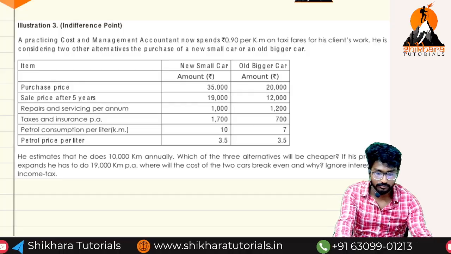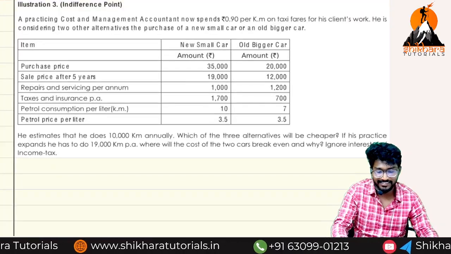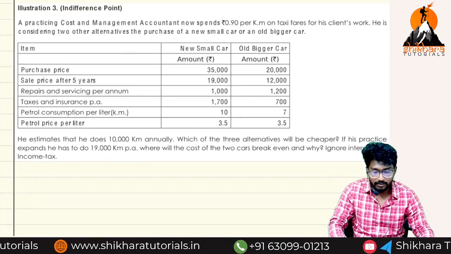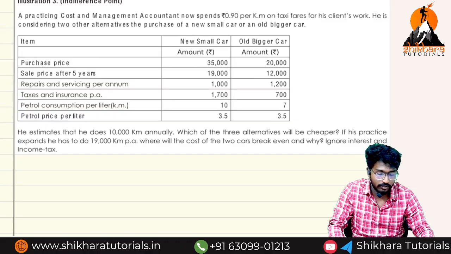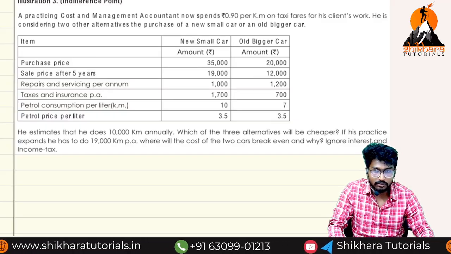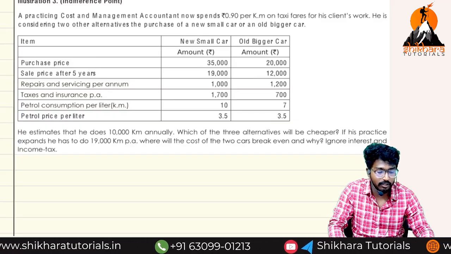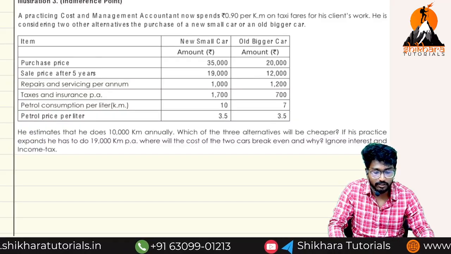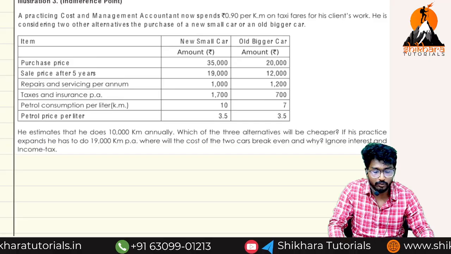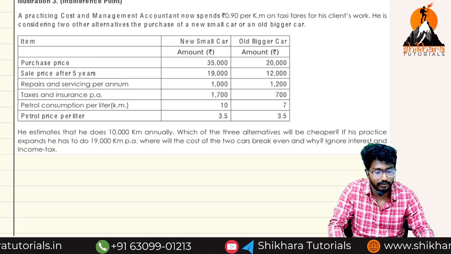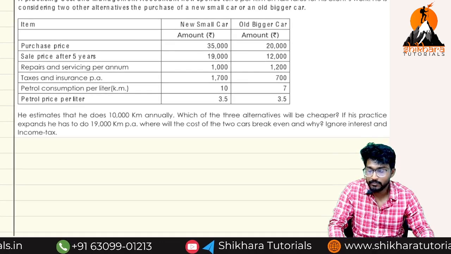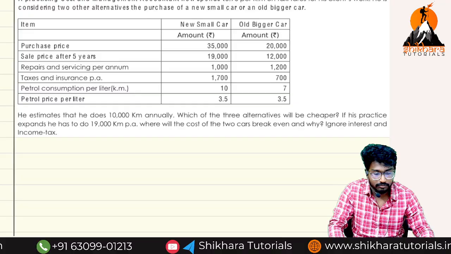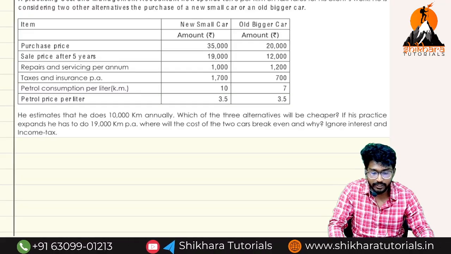Read the question. A practicing cost and management accountant now spends 0.9 per kilometer on taxi fare for his client work. He is considering two other alternatives, the purchase of a new small car and an old big car. Purchase price: 35,000 for the small car, and 20,000 for the old big car.